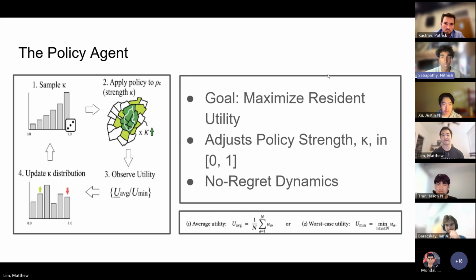But that brings up the question of how much we should increase density. So we introduced a policy agent, which, unlike the resident agents who learn where to live, learns how to govern the census tracts and the city as a whole. The policy agent uses zoning strength, which is kappa, as its action space, and in every simulation it adjusts kappa and observes the resulting aggregate utility, and then uses no-regret dynamics to learn the optimal policy that will help minimize displacement and maximize satisfaction throughout the city.